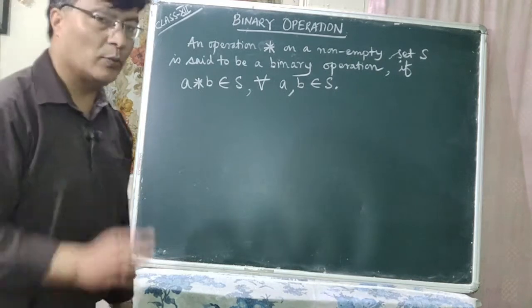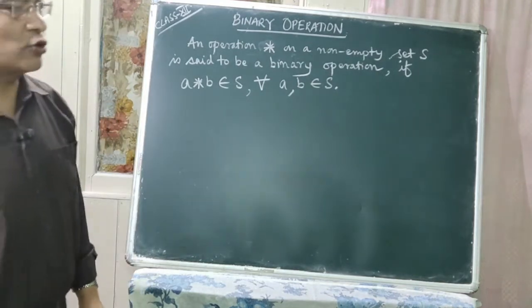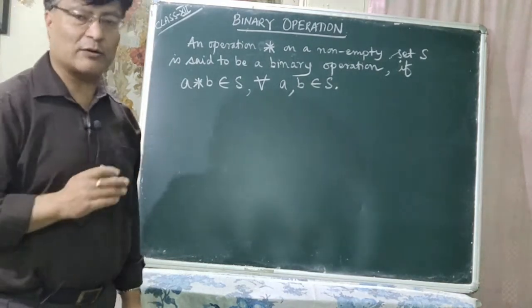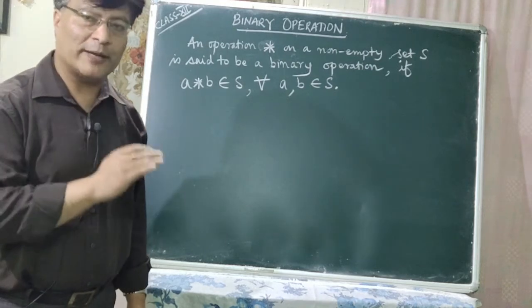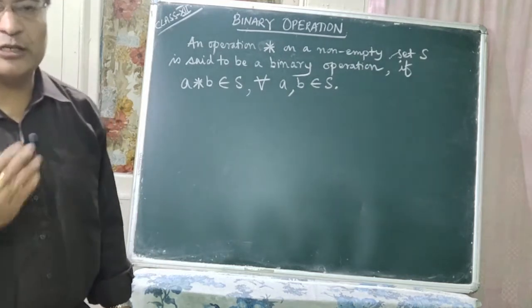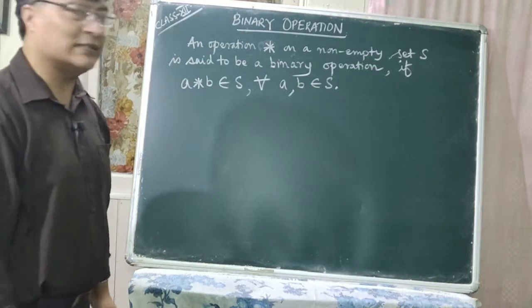So now we will write down the commutative property for this star operation. Okay, what do you mean by commutative law? What do you mean by associative law? Now we'll write down that definition.